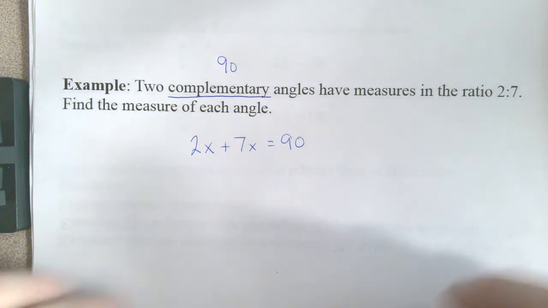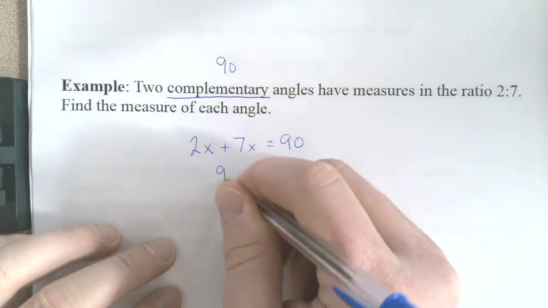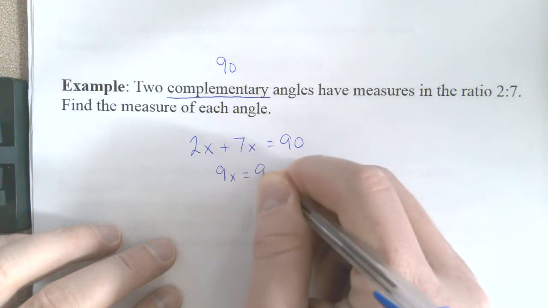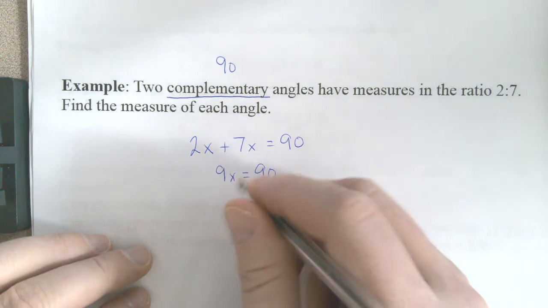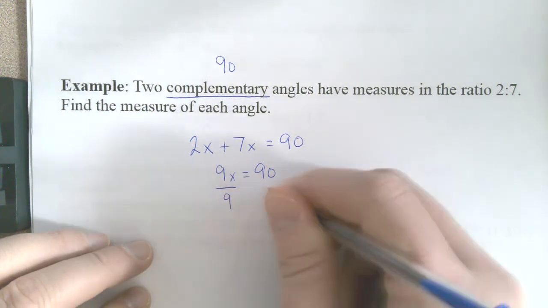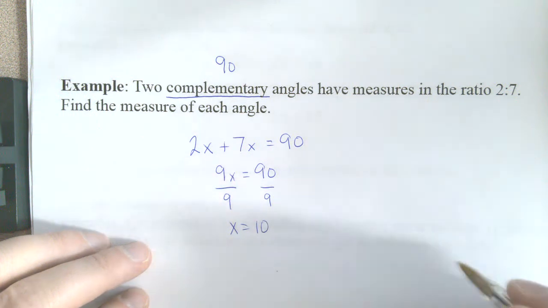And then I'm going to go ahead and solve the equation. So 2x and 7x is 9x, and that equals 90. If I divide by 9, that tells me that x is 10.